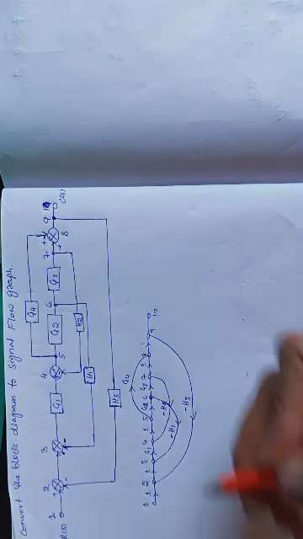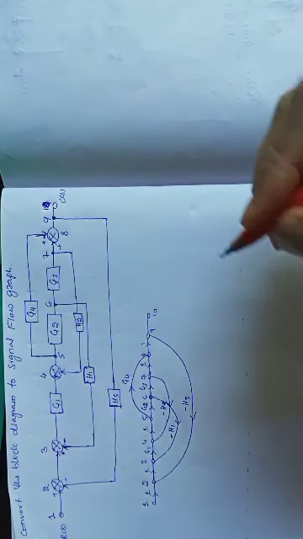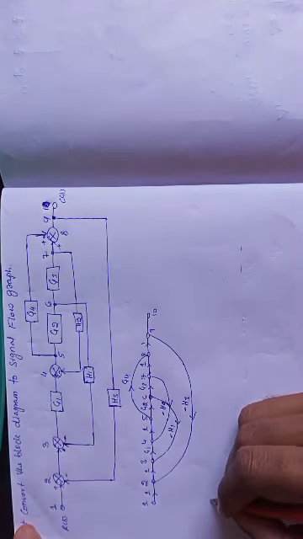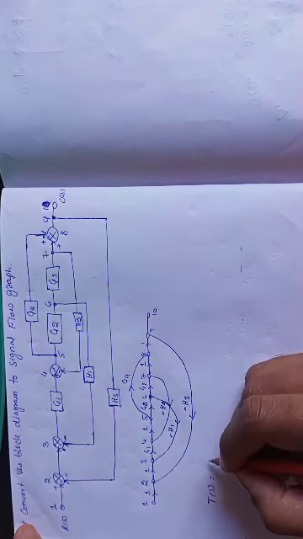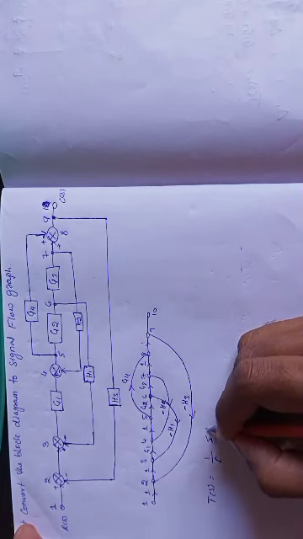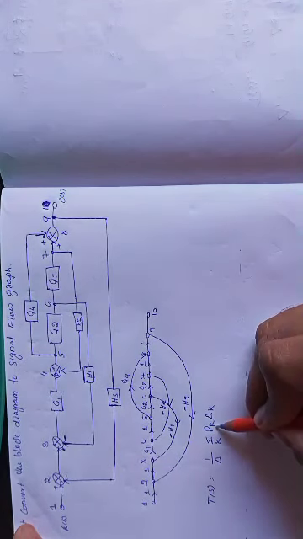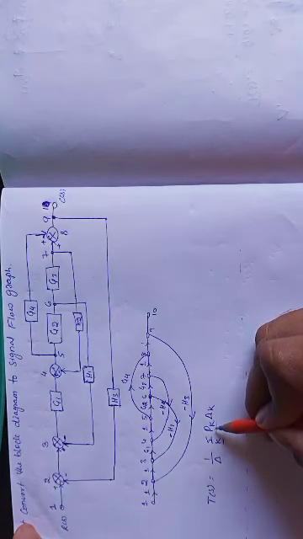Now after obtaining the signal flow graph, write the Mason's gain formula. The Mason's gain formula to obtain the transfer function T of S equals 1 upon delta summation K Pk into delta K. Now Pk is nothing but the forward paths. K depends on how many forward paths are there.